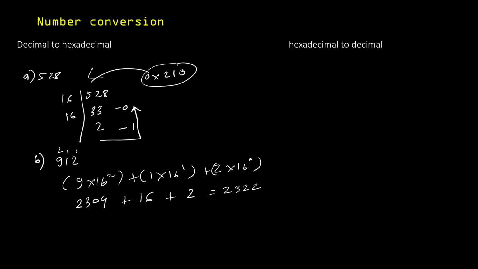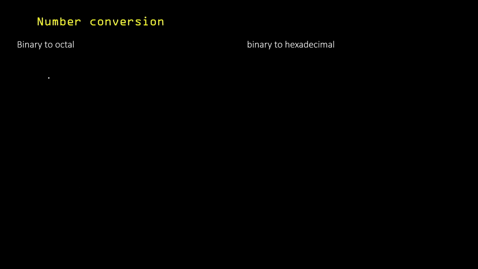Now what if we get a binary number and want to convert it into an octal number, or into hexadecimal? How can we do these operations? Let's try them out. Whenever you get a binary number, let's take one example, 001 010 010 010. Let's say this is our binary number and we want to convert it into an octal number.